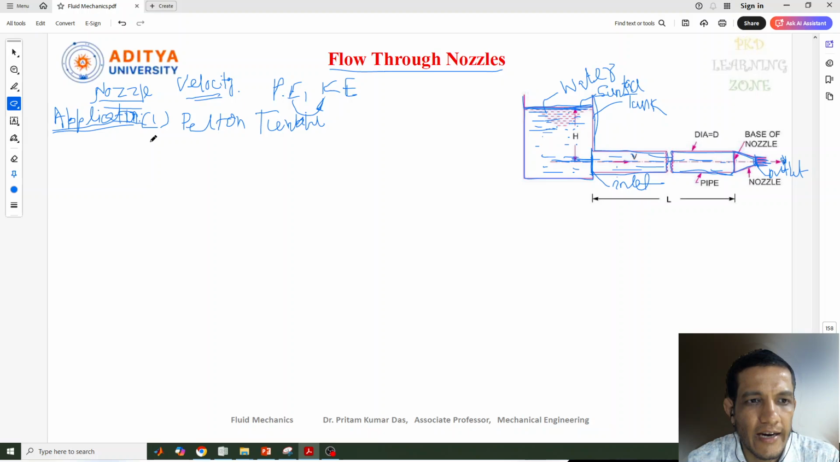Okay. The second example I can give you here is the fire extinguisher. You all may have seen the fire extinguisher. At the end of the fire extinguisher, we have a nozzle type. That means the pipe will be converged so that the fluid comes out of the pipe with a high velocity.